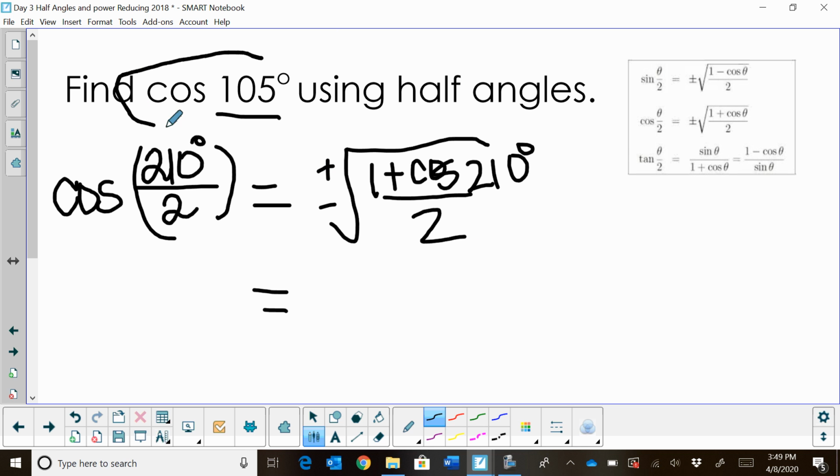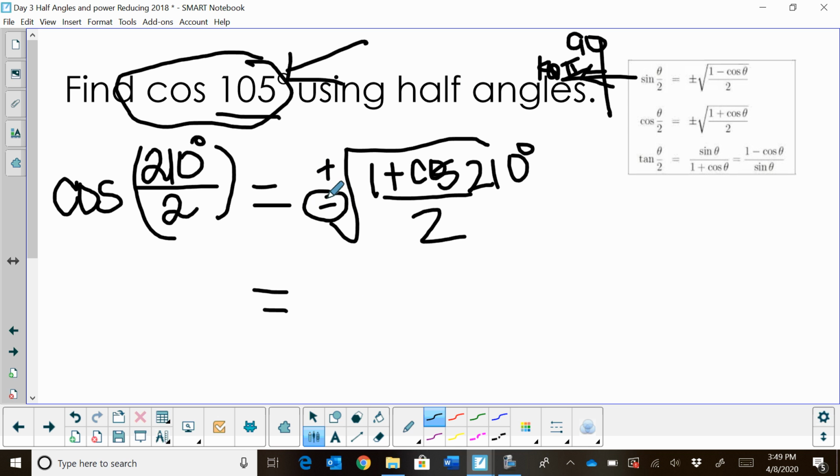Now let's go ahead and decide on the sign of the answer. Okay, cosine of 105. We have to look at the original angle. So what quadrant will that fall into? It falls between 90 and 180, so it's falling into quadrant 2. So cosine in quadrant 2 is negative. So that means our final answer, we have to drag along a negative with us. Okay, so this is negative square root.